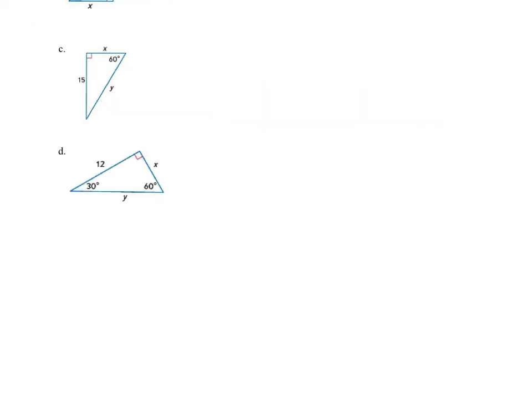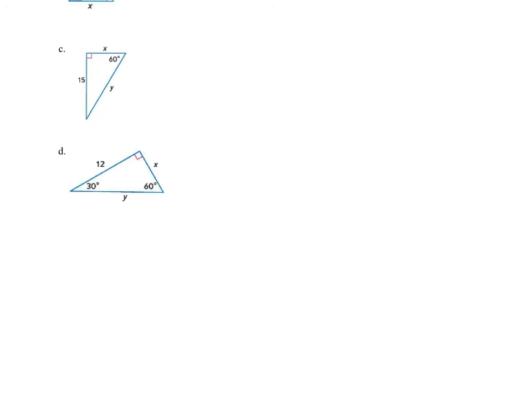In this next example, we have again a 30-60-90 triangle where we don't know the short leg, but we do know the long leg. Whenever you're dealing with a 30-60-90, if you don't know the short leg, that's what you want to find first. Our theorem tells us that to get the long leg, we take the short leg and multiply it by the square root of 3.